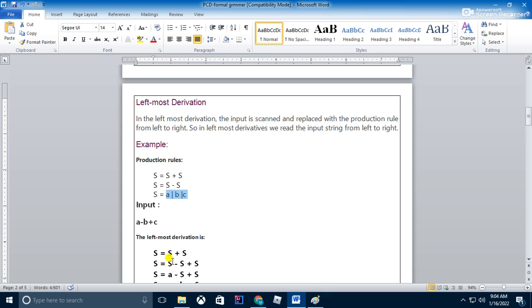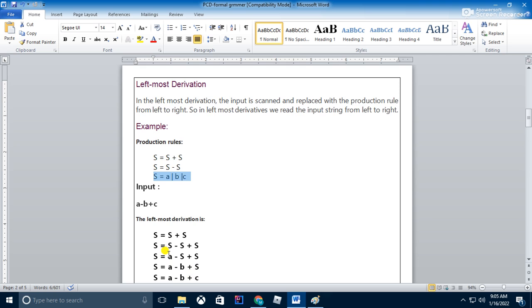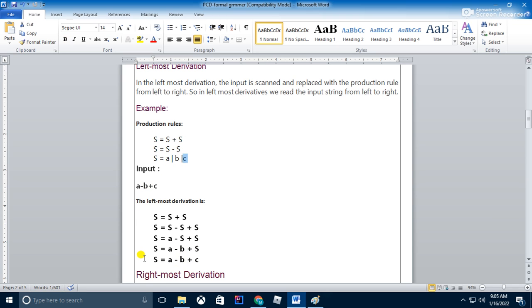As the leftmost order of derivation, we have to start from the leftmost part of the string. We started with this S and replaced it by S minus S. After this, we have no further derivation, so we replace S by a. Then we have the production rule S plus S, which can be replaced by b or c. So a minus b plus S. Now the remaining symbol c is there, so we replace it like this. We will get S equal to a minus b plus c.